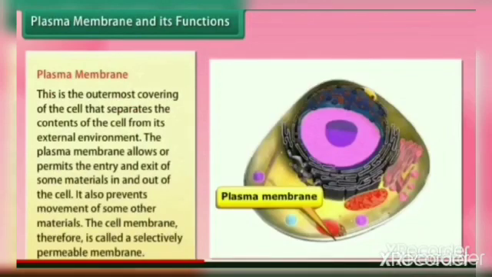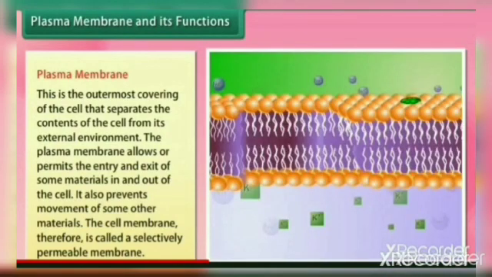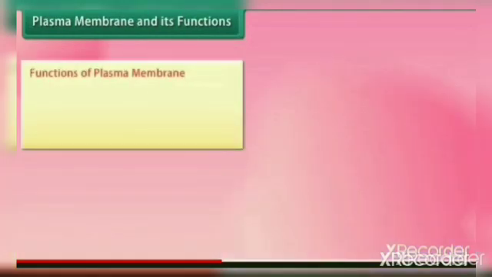Plasma membrane. This is the outermost covering of the cell that separates the content of the cell from its external environment. The plasma membrane allows or permits the entry and exit of some material in and out of the cell. It also prevents movement of some other materials. The cell membrane therefore is called a selectively permeable membrane because it allows only selected particles to come in or go outside.